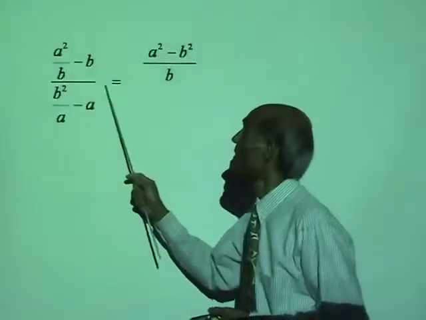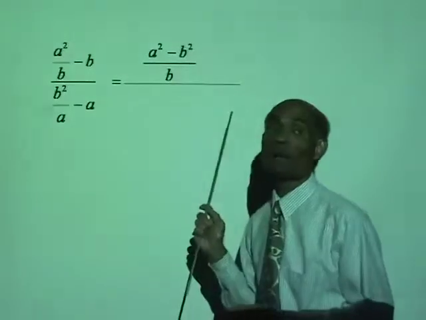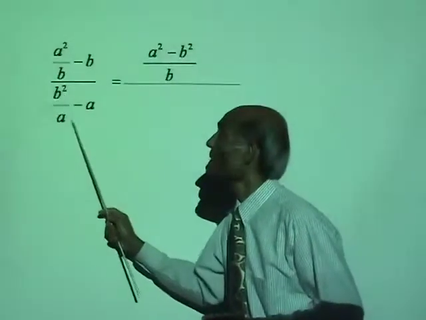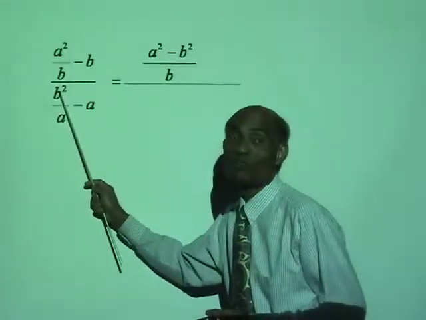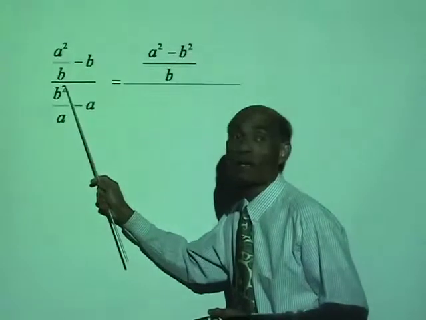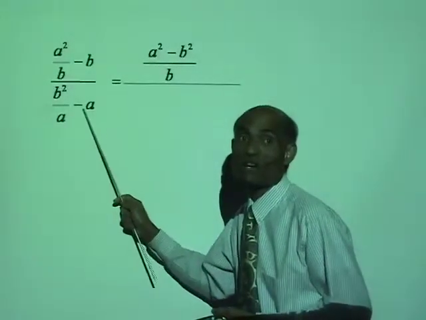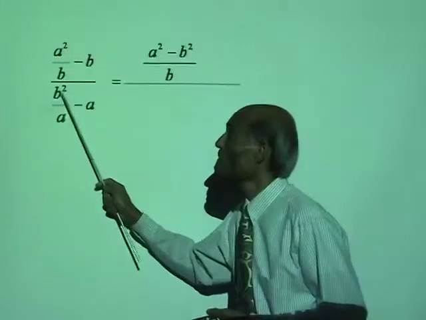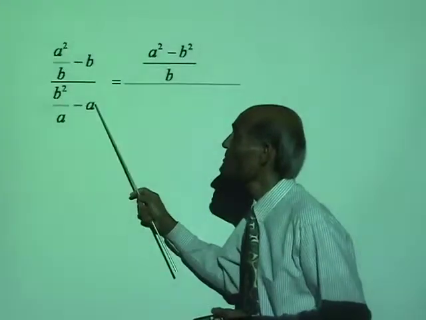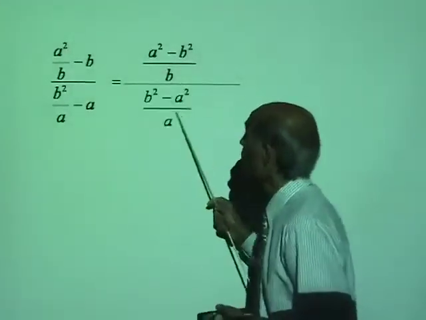Now, divided by. What is this going to be replaced by? Can you do that right here? b² − a times a is a². (b² − a²)/a.